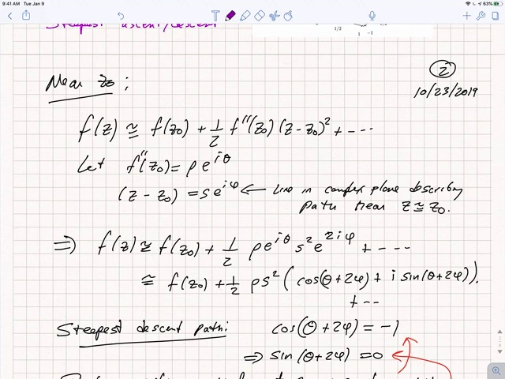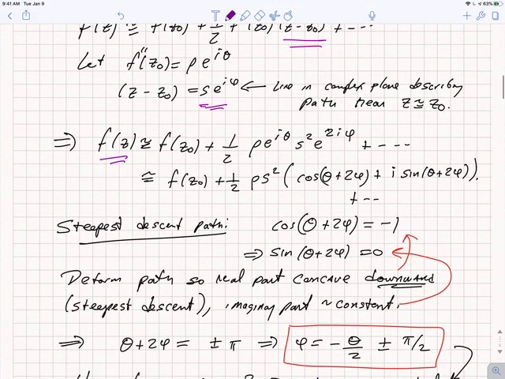In general, the second derivative at z naught is a complex number, which I'll write as rho e to the i theta. If I'm interested in a path around z naught, let me take a straight line path at some orientation, some fixed angle phi, and we'll let s parameterize how far we are from z naught. If I then examine the behavior of f of z near this critical point in terms of these variables, I see it's f of z naught plus 1/2 times the value of the second derivative times z minus z naught squared.